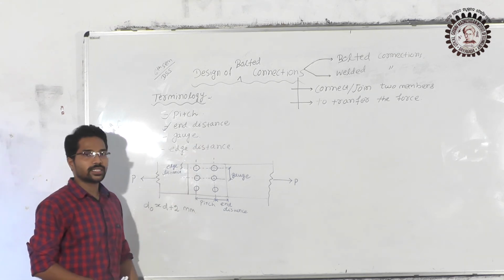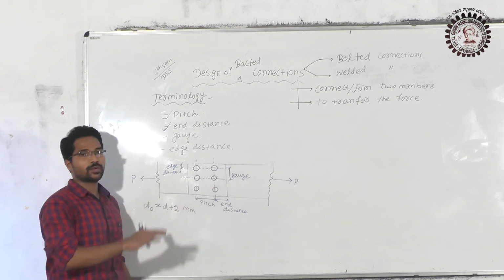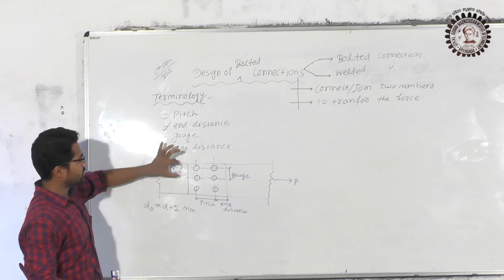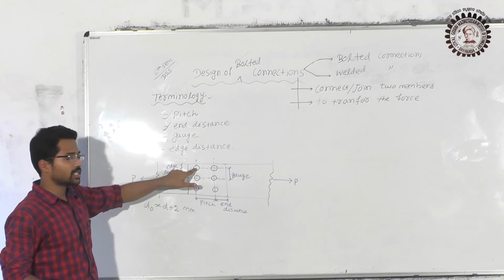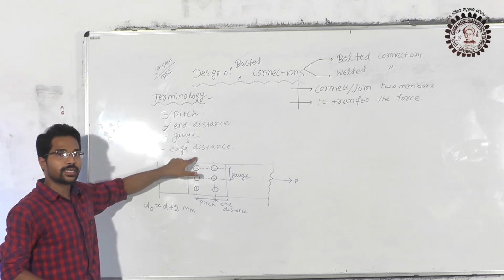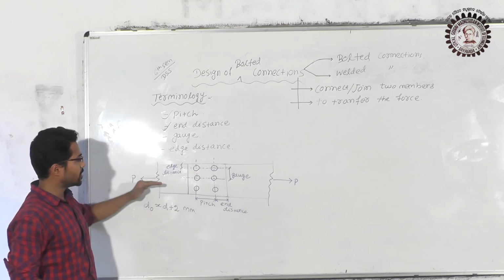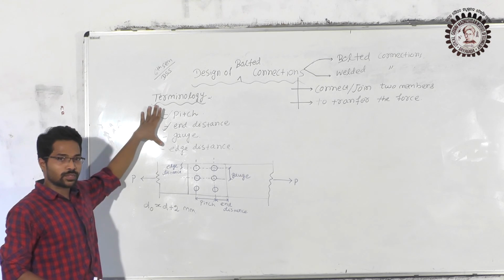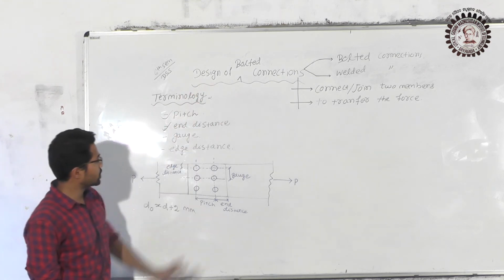Similarly, what is edge distance? Same thing as end distance, but it is measured perpendicular to the direction of force. So edge distance, how do you define? It is the distance from the last bolt hole to the adjacent plate end, measured perpendicular to the direction of force. So these four terms are very important regarding your bolted connections.